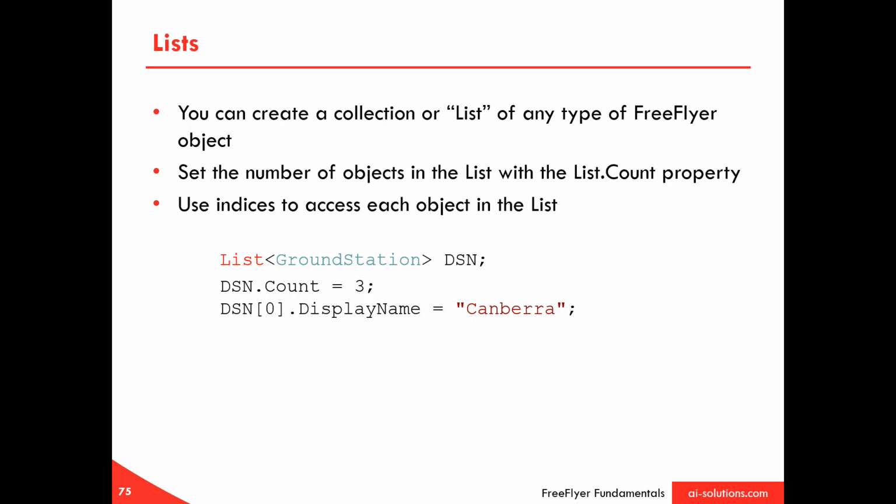The script example shown here shows how you could create a list of ground station objects called DSN, set the count or the number of objects in the list to 3, and then access the first element in the list or the first ground station in the list using an array index of 0. And in this example, we're setting the display name for the first ground station in the list to Canberra.